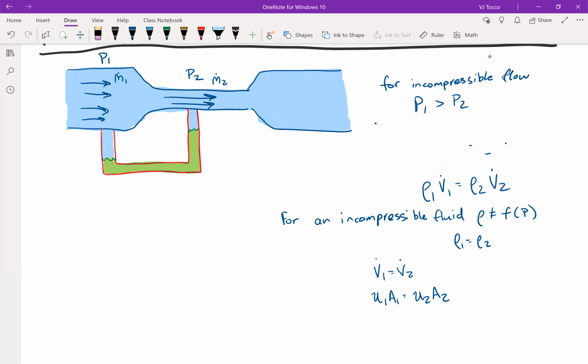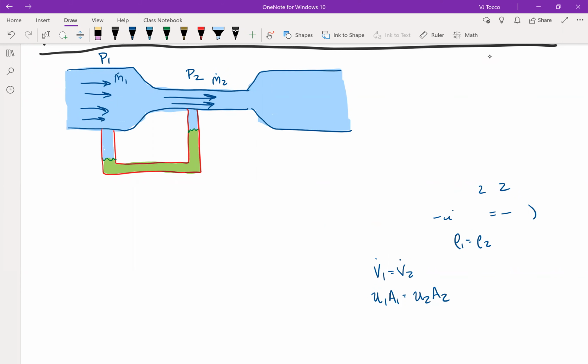So like I said, let's back up. Let's remember all the important parts that I got from this analysis. But let's start now with the Bernoulli's equation instead.